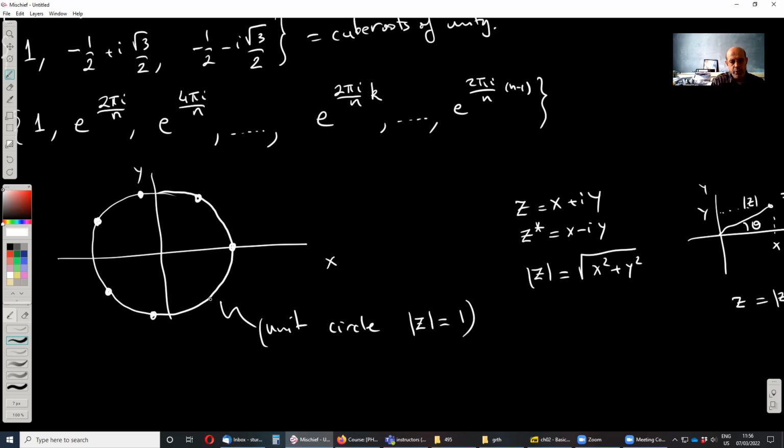This basically shows the case n equals 7, right? All of them are making an equal angle of 2 pi over n. I'm basically using the radian units. So all of these angles are equal to each other.